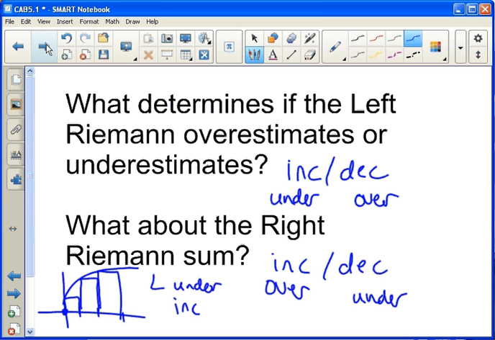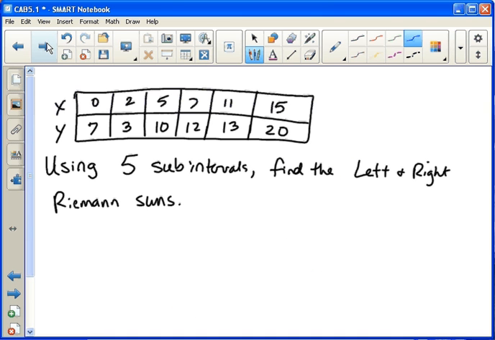Alright, like I said, a lot of times in the real world you won't have an equation. All you'll have are data points. So let's look at this one and talk about it. So it says using 5 subintervals, find the left and right Riemann sums. So the first subinterval is from 0 to 2, and then 2 to 5, 5 to 7, 7 to 11, 11 to 15. So that's subinterval 1, 2, 3, 4, and 5. Notice though the width of each interval this time is not the same. 0 to 2 is a distance of 2, 2 to 5 is a distance of 3, and so on. So I'm not going to be able to just pull out my base out front like I did in the others. I'm going to have to do each one individually.